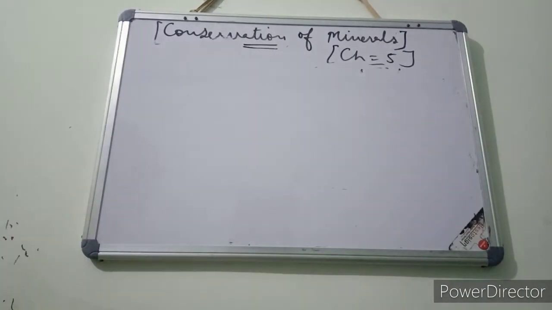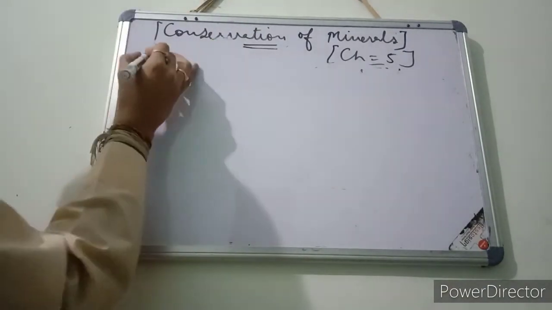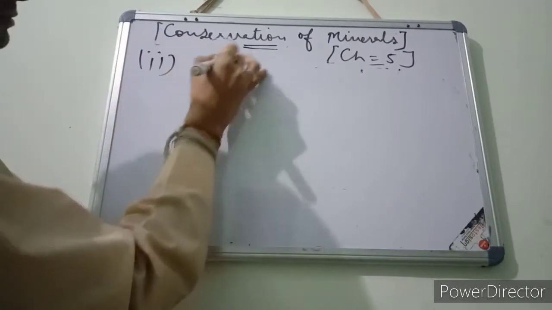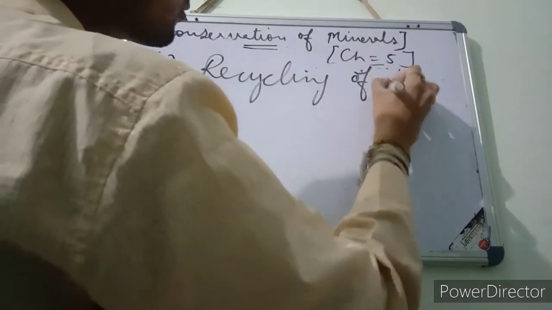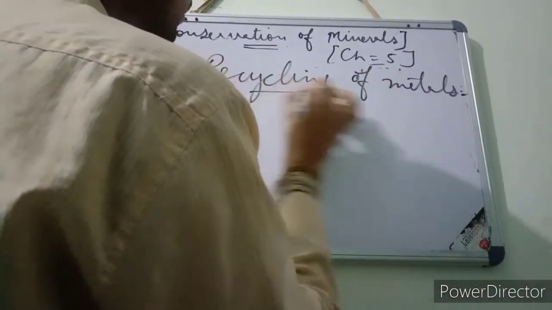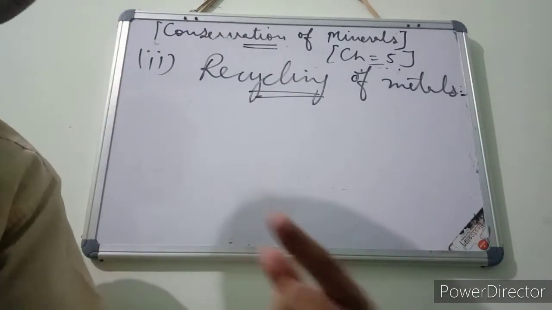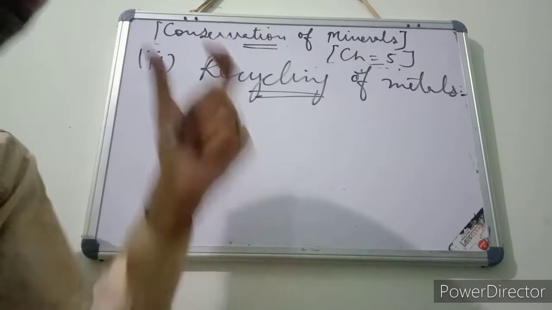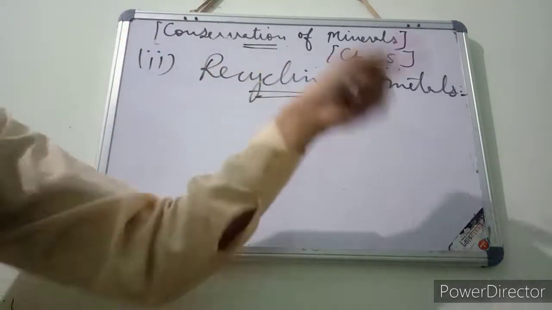अंडरलाइन प्लीज बच्चों. नेक्स्ट, नंबर 2 देखो, रिसाइकलिंग ऑफ मेटल्स. नंबर 2, रिसाइकलिंग ऑफ मेटल्स. अब इसमें समझ लो क्या, व्हाट इज दिस? दैट मीन्स टू यूज वन मिनरल इन मोर देन वन ways. That is to use one mineral in a different ways. That is known as recycling of metal.